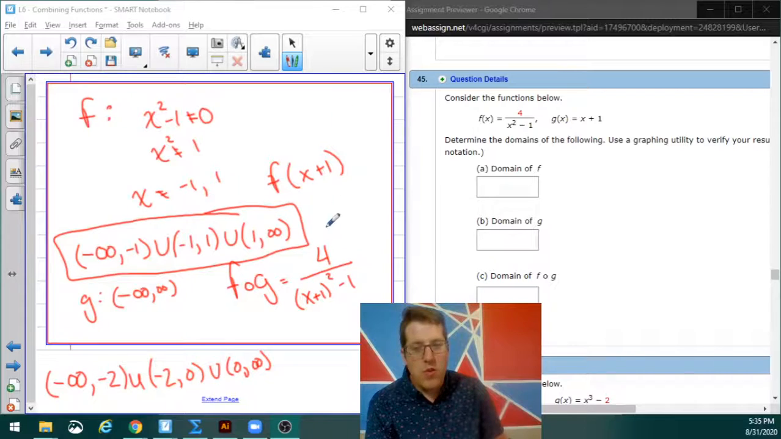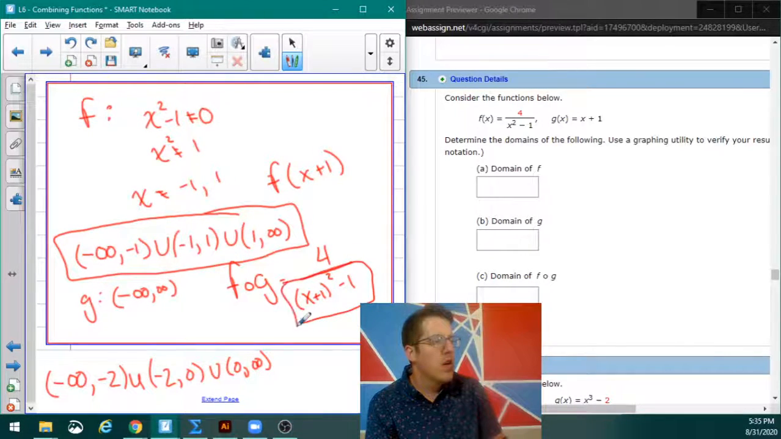Okay. Now, your alternative would be to set this equal to 0 and solve for that, but you're going to get the same thing.